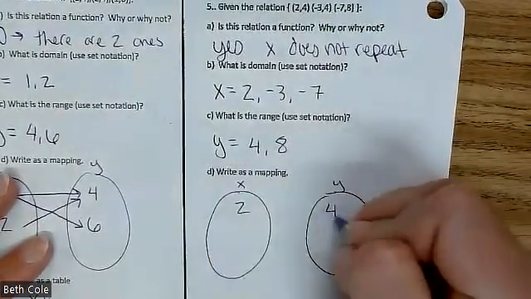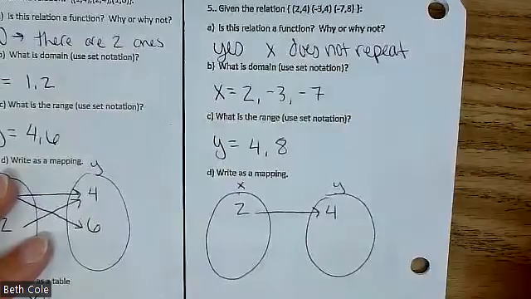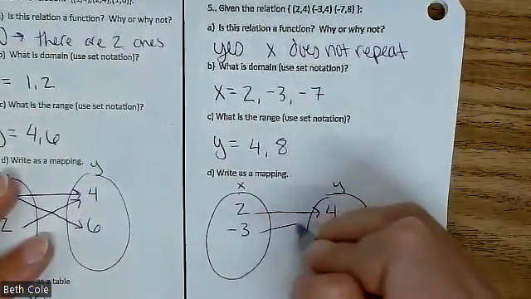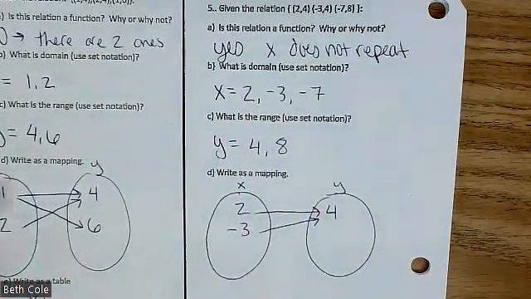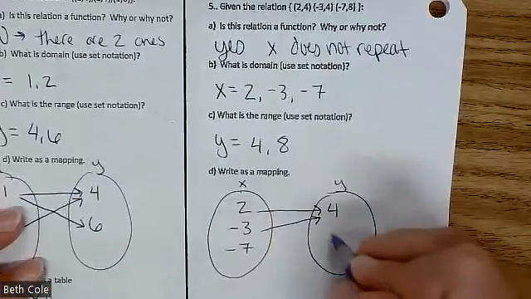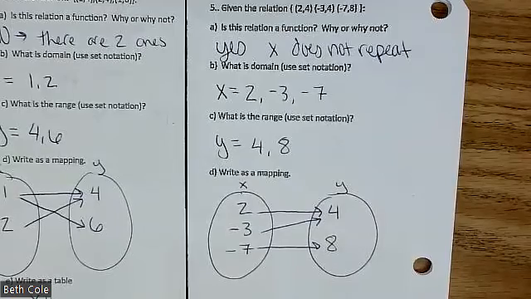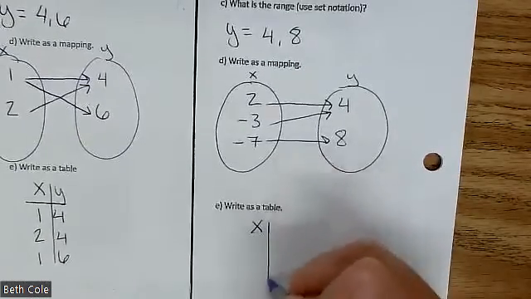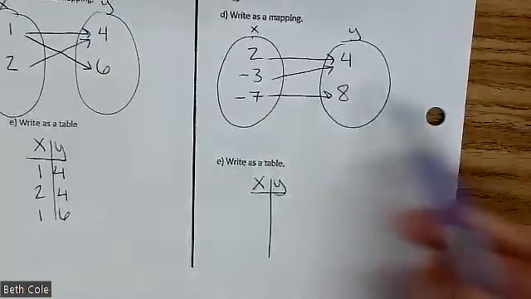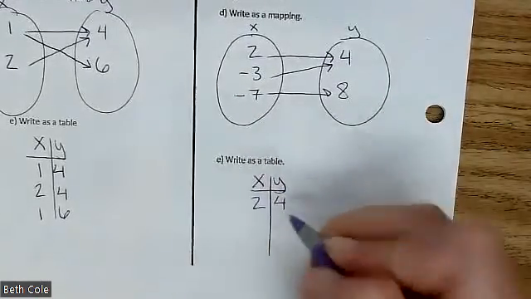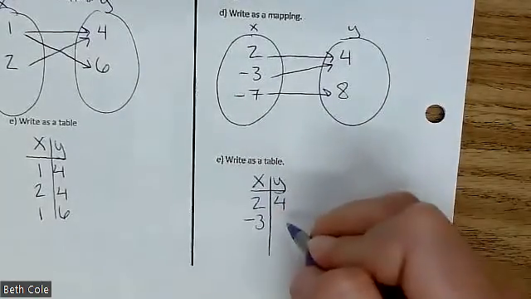So 2 goes to 4. -3 goes to 4. Don't draw another 4, just draw another arrow to it. And then -7 goes to 8. And then same thing for the table. You actually do need to repeat them for a table because they all have to show up in there. So basically just writing the ordered pairs over again, just in columns.